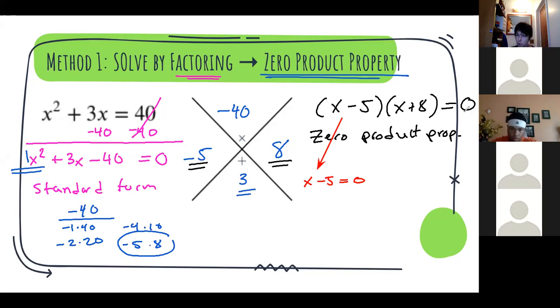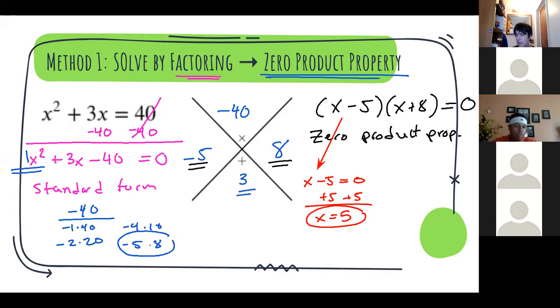This equation will only be true if one or both of these factors equals 0. So I can find my solutions this way. Take my factor equals 0. This one's very easy. I just add 5 to both sides. And I say x equals 5. So that's one of my solutions.